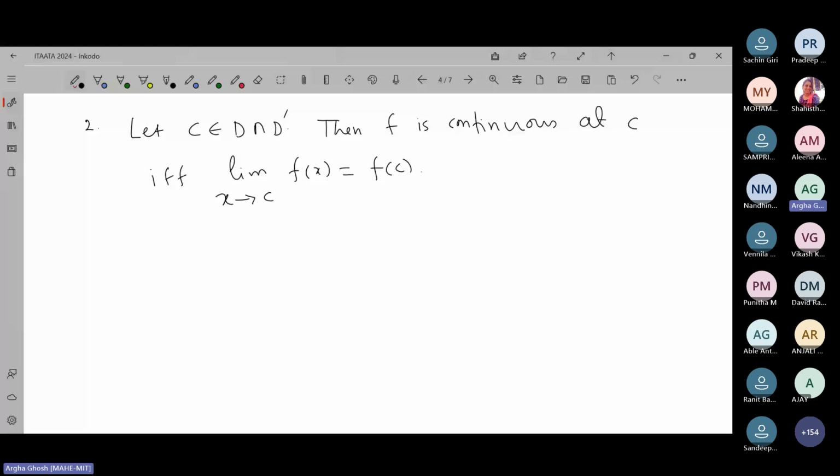This is a general definition people use, but this definition only works if we have c as a limit point. So if you have a limit point, the limit as x tends to c of f(x) should be equal to f(c). We are not proving this. It's a very simple fact. You can prove it. Now let's discuss a little bit.